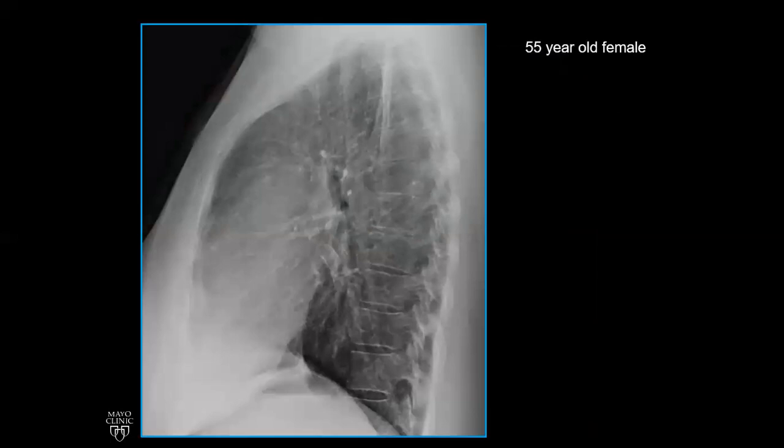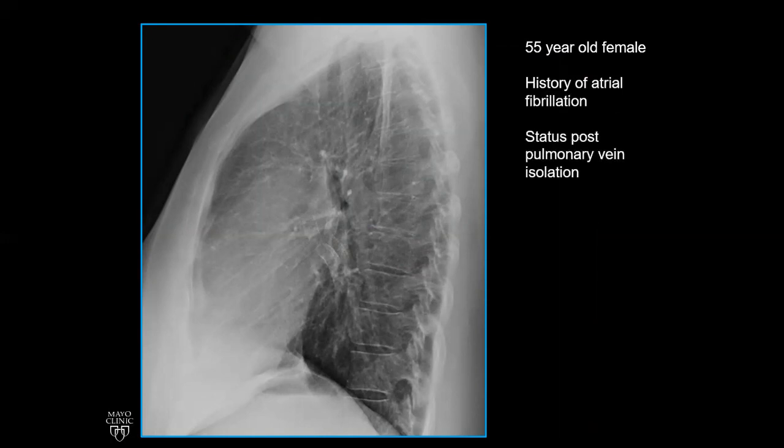Okay, now we have a 55-year-old female with a history of atrial fibrillation, status post pulmonary vein isolation. That's a treatment done to keep the electrical activity that's coming from the region of the pulmonary veins away from the left atrium. One complication of that can be stenosis of the pulmonary veins, which she got. And so she wound up getting 4 pulmonary vein stents, which are here.